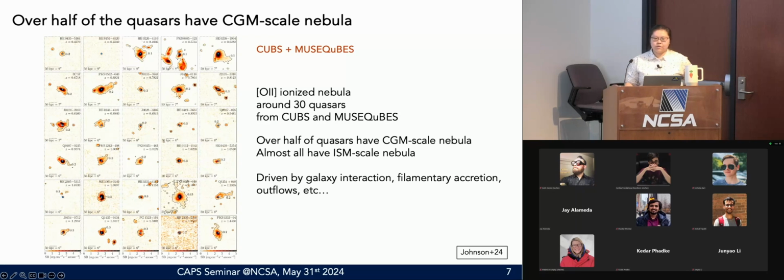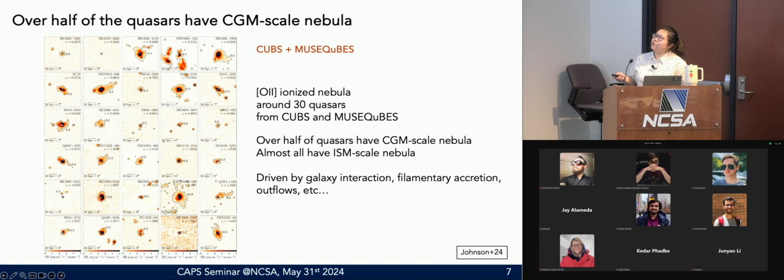Yeah. So using the MUSE data, we can look at the CGM environment of 30 quasars around redshift 1, and we find that there is a very diverse morphology of CGM scale nebulae in these quasars. Some of them have small, roundish emission that is pretty much consistent with just having a host galaxy ISM nebula, but some of these are really crazy looking.